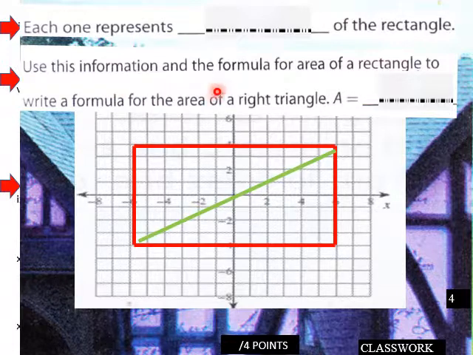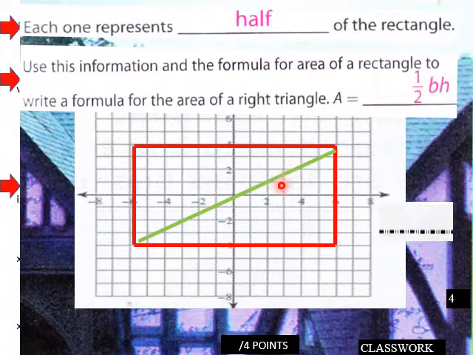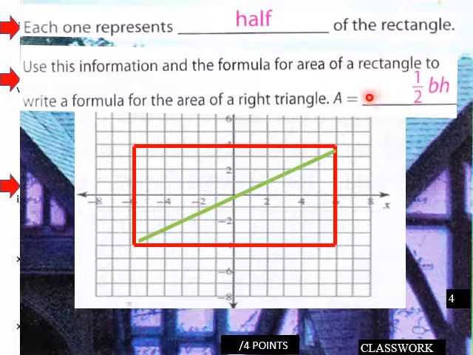And then use this information in the formula for the area of a rectangle to write a formula for the area of a right triangle. So the area of one of these triangles equals what? Each one of these triangles occupies a half of this rectangle. So the area of each triangle would be 1/2 base times height. This is the way we derived it by breaking this rectangle in half. And now a triangle is 1/2 base times height.